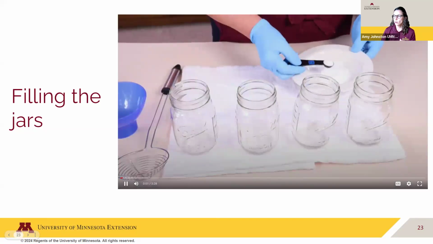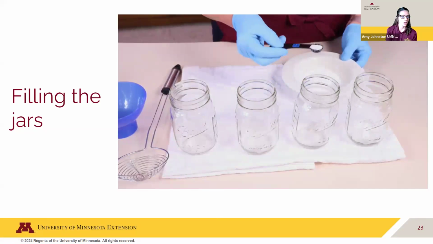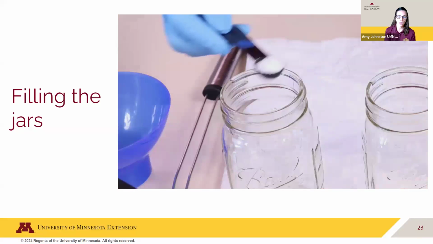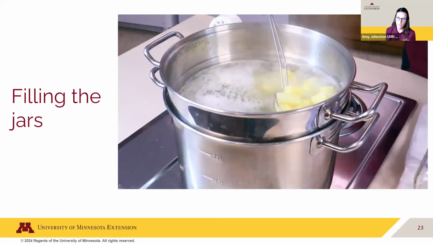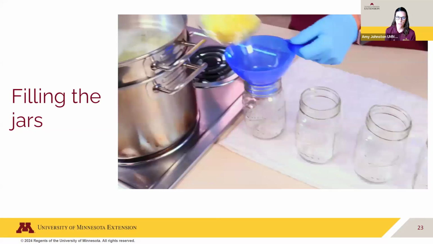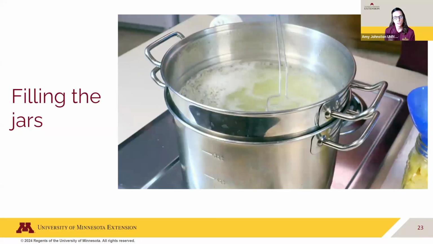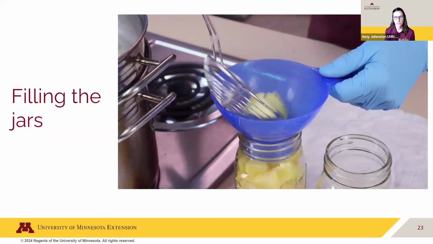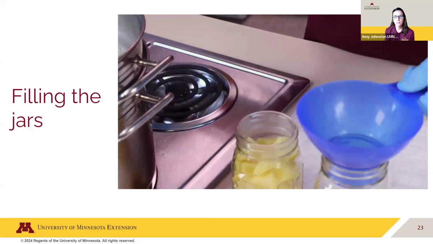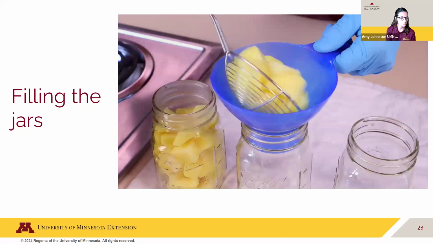So we are adding salt to each jar. That is optional. If you do add salt, the recommendation is to use canning or pickling salt, just to prevent the clouding of the liquid during the canning and storage. Other salts might have other minerals or things in there that are not going to cause a safety issue, but could cause a visual quality issue.